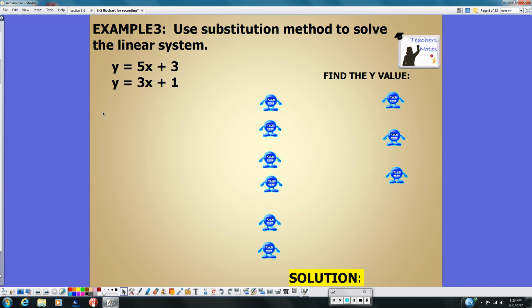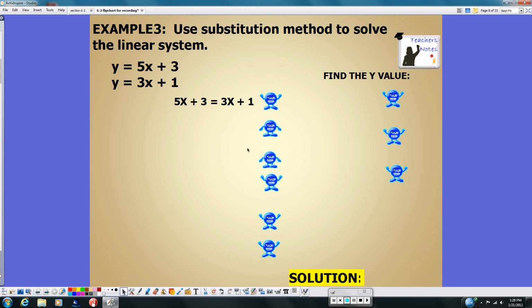This time we have both equations that have the letter y by themselves. So again, we pick either one and we're going to set them equal to each other, because we're going to take the 3x plus 1 and put it for this y, or the 5x plus 3 and put it for this y. So we now have this equation to solve.